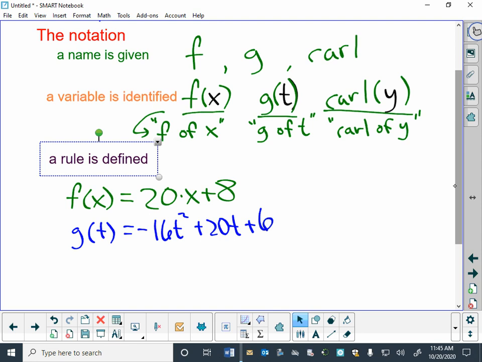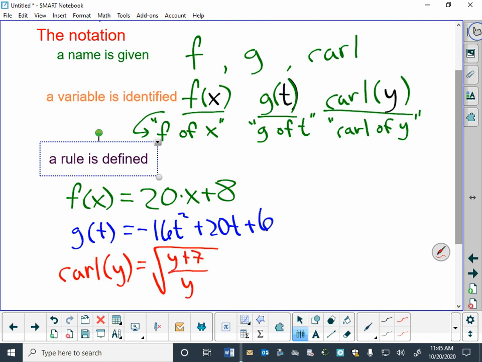So the rule, again, based on the variable t, says whatever t is, you're going to square it and multiply that by negative 16. You're also going to multiply the t by 20. You're going to add those first two numbers and then add those onto 6 as well to get an output. Okay. And then we'll say that Carl of y, the rule for that, I'm going to make it the square root of y plus 7 over y to the third power. So that tells us again what to do with the y.